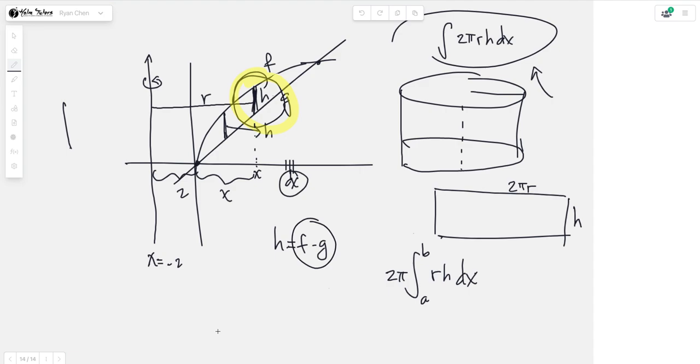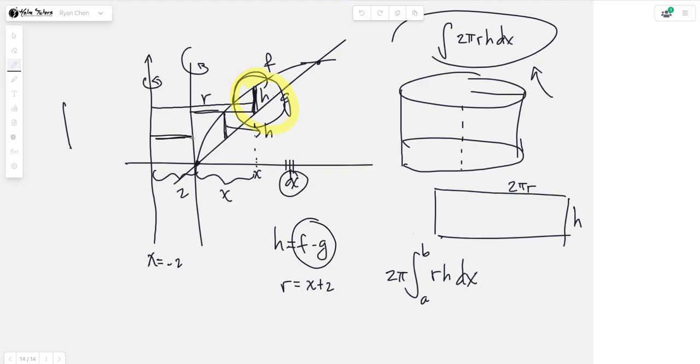X plus 2. Exactly. And I can make that simpler, Ryan. If it's a simpler question, you're rotating about the y-axis for cylindrical shells, right? Then r is always x if you're rotating about the y-axis, because then it would be just this distance, and that's just a horizontal amount of x. Make sense? Yeah.